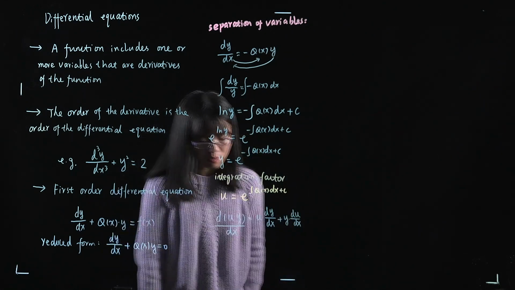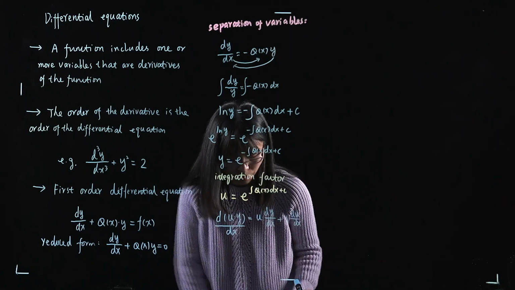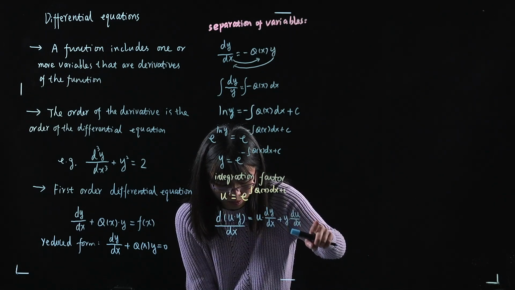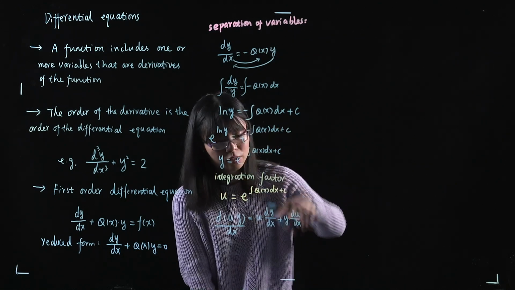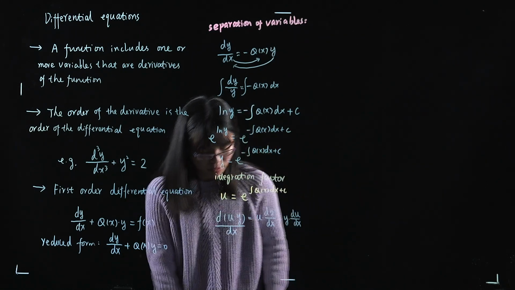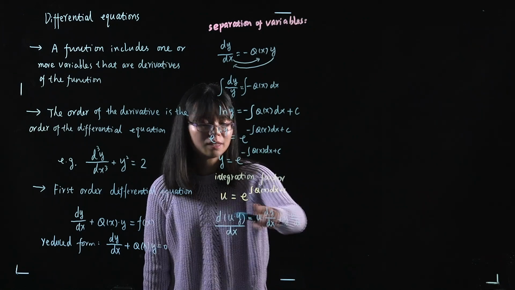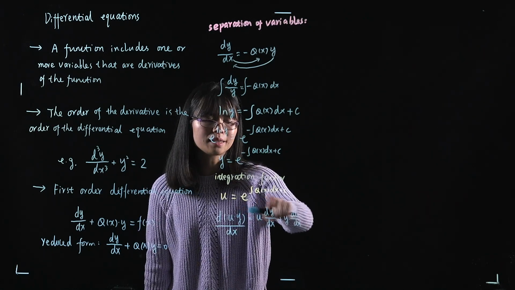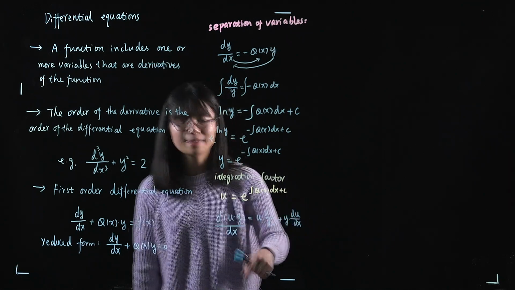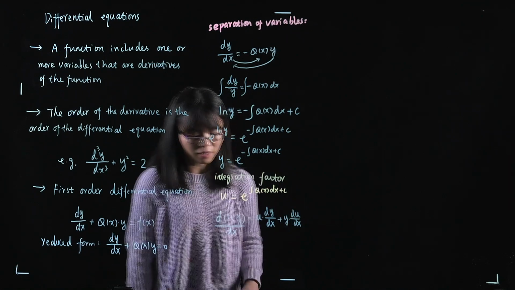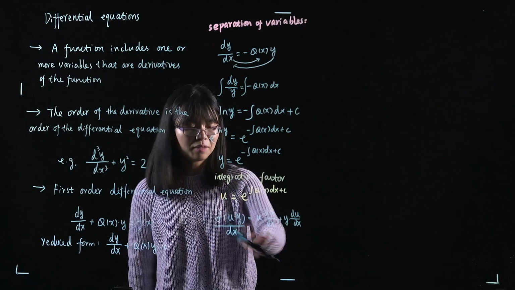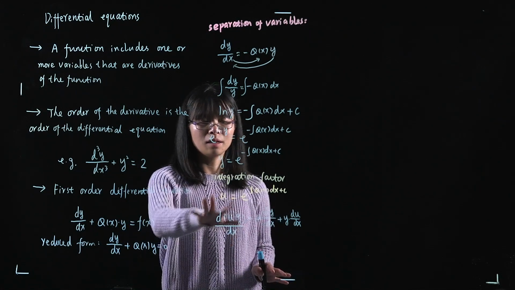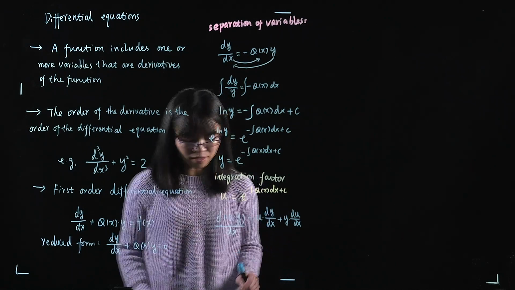Because u is defined as the exponential of the integral of q(x) dx plus c, you can further plug that in, but that's not the concern at this point. We can leave it as it is right now. So let's see why this integration factor actually matters.